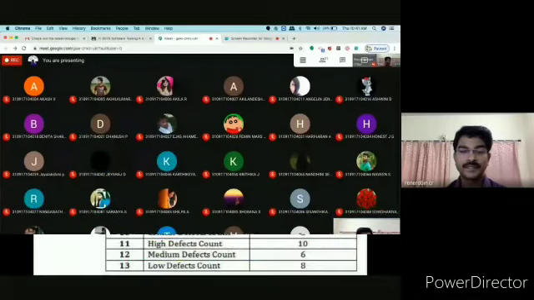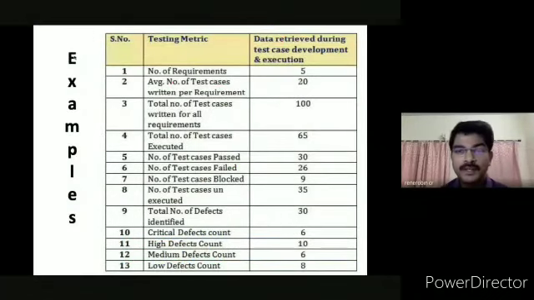Okay, see, opening an account is a requirement. For opening an account, I can write a number of test cases. Here in the example, they have given that 20 test cases are generated for each requirement. So the total number of test cases written for all 5 requirements is 100.